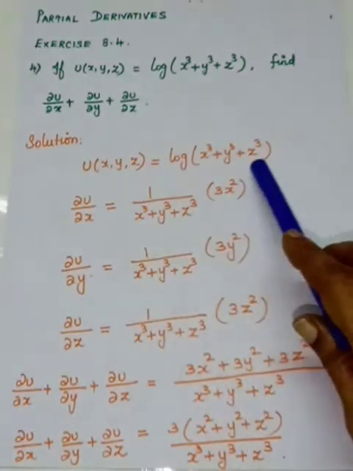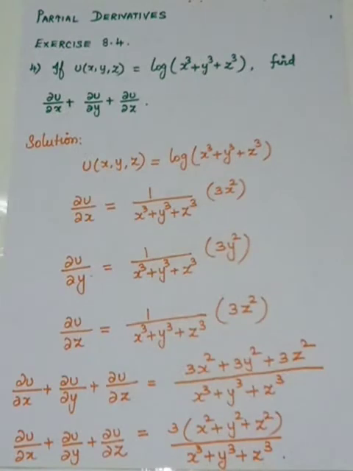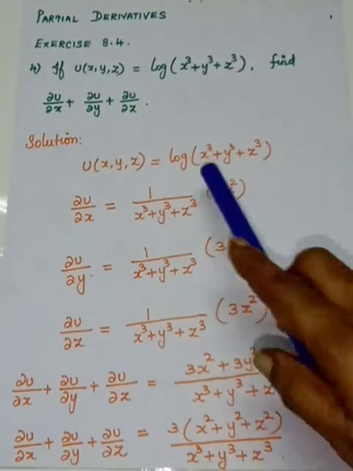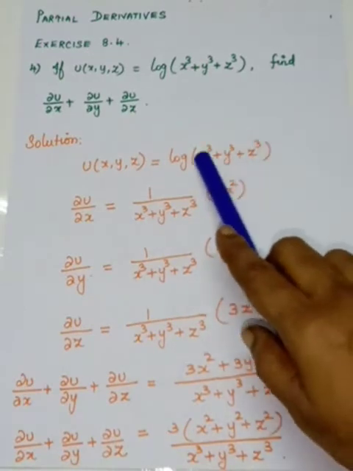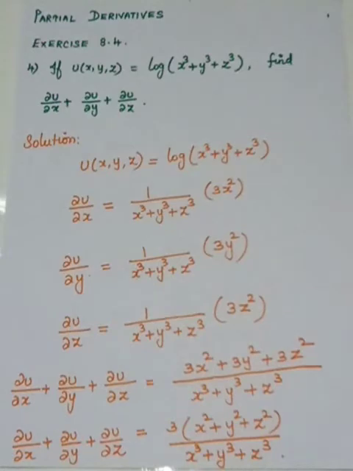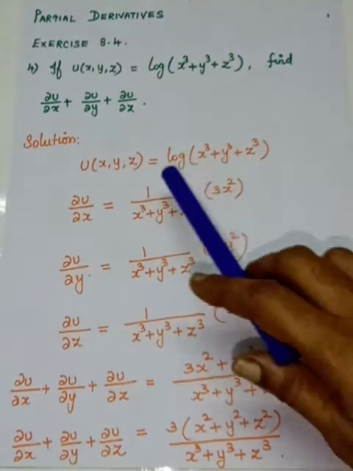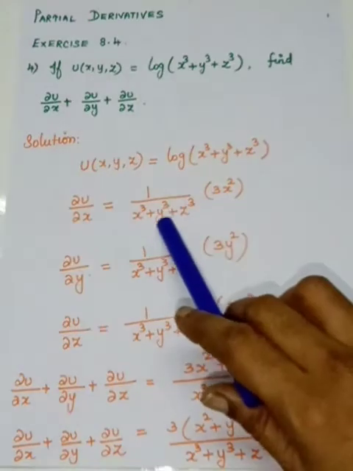You take this u function and differentiate u partially with respect to x. That means you have to treat the other variables y and z as constant. Here it is a logarithmic function, so the whole thing is kept as x, in the form of log x. What is the differentiation of log x? It is 1 by x. So it is 1 by x cubed plus y cubed plus z cubed. That has to be written.